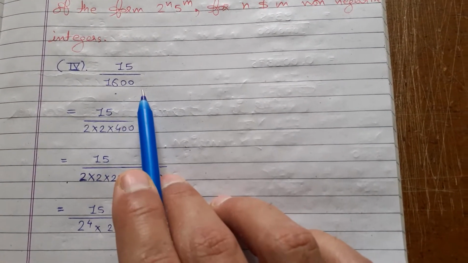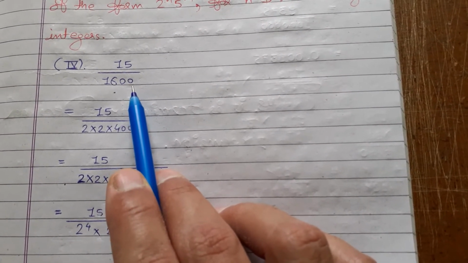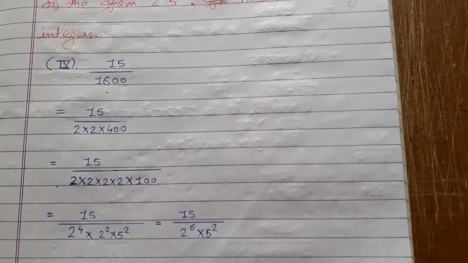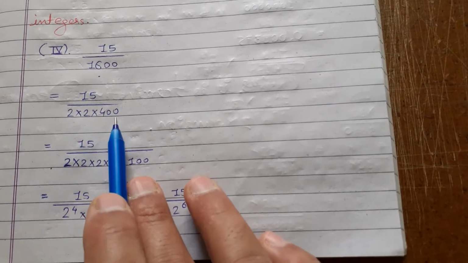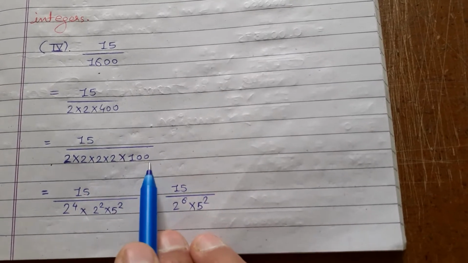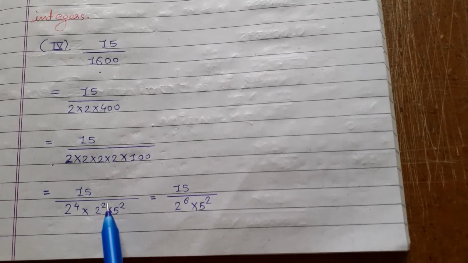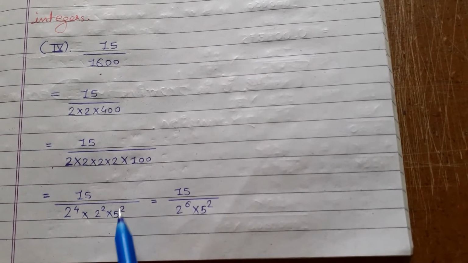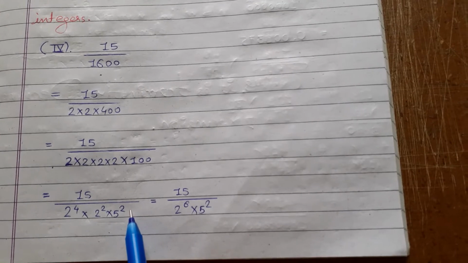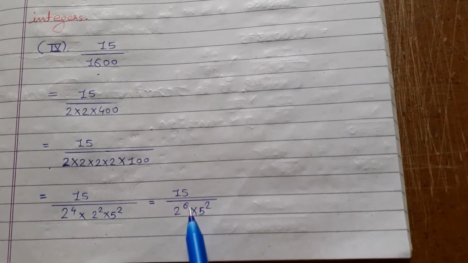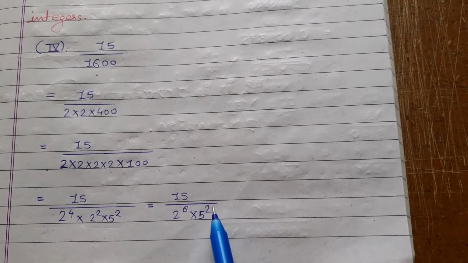15 upon 1600. Here the unit digit is 0, so it is possible to get factors that are multiples of 2 and 5 both. So 1600 is 2 into 800, 800 is 2 into 400, and 400 means 4 into 100. So here we are getting 2 four times, therefore 2 exponent 4 into 2 exponent 2 and 5 exponent 2, because 100 means 10 square, and 10 square means 2 square and 5 square. So it is 15 upon 2 raised to 6 into 5 square. Here the value of n is 6 and the value of m is 2.